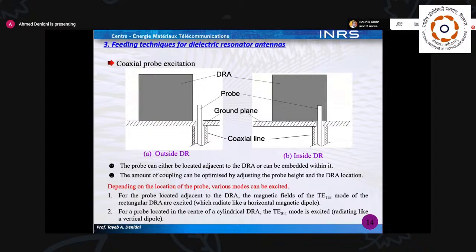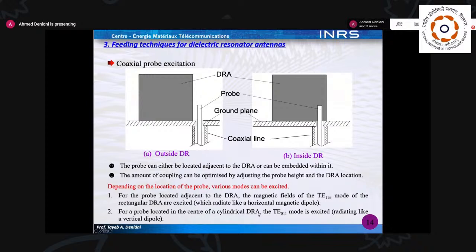For the probe located adjacent to the dielectric, the magnetic field of the TE11 delta mode of the rectangular DRA is excited, for example, which radiates like a horizontal magnetic dipole. This means by this feeding, we can generate a radiation pattern similar to the horizontal magnetic dipole, and we excite this TE mode. For the probe located in the center of the cylindrical area, we can excite another mode called TE011 mode, and this radiates like a vertical dipole.